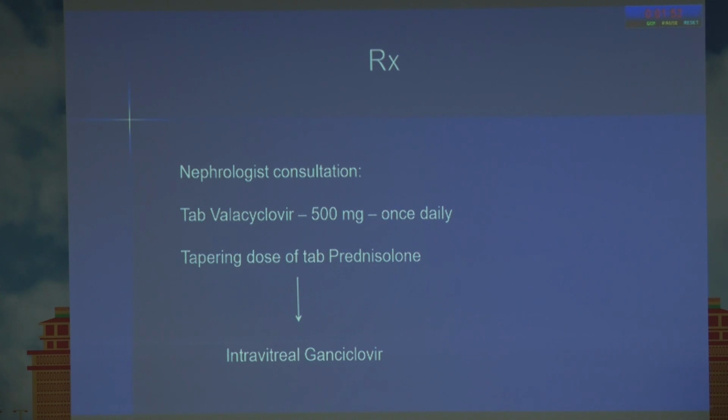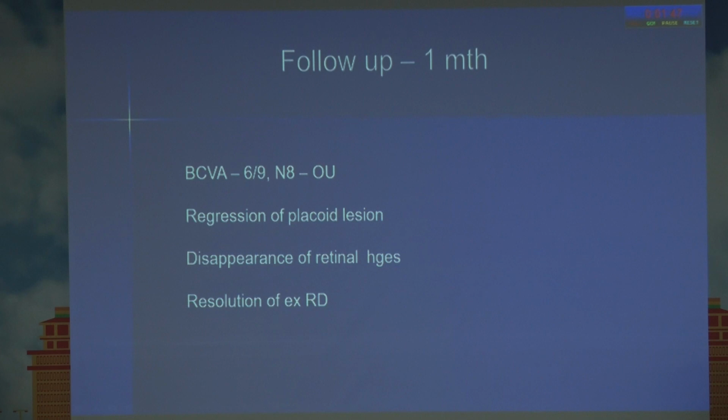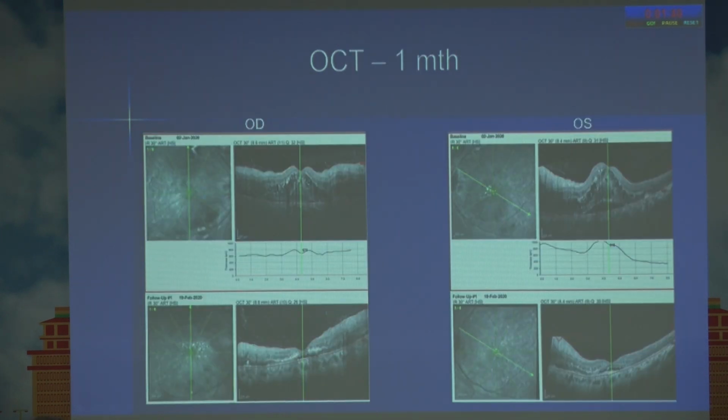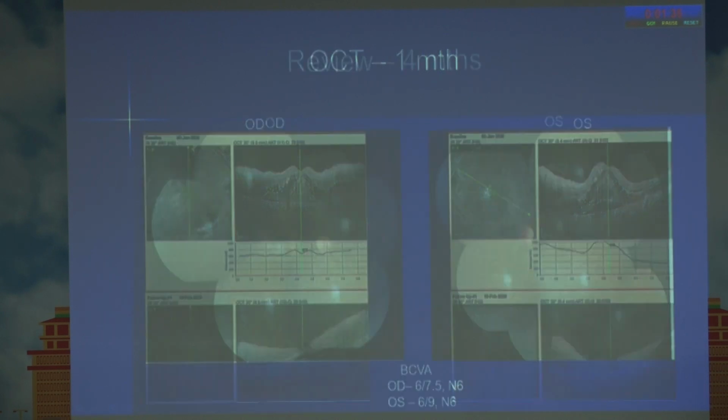We put him on a tapering dose of tablet prednisolone. Since he was on a suboptimal dose, we topped it up with intravitreal ganciclovir. And in a month's time, his vision improved to 6/9 N8 with regression of the placoid lesion, disappearance of retinal hemorrhages, and resolution of the exudative RD. And here you can see the OCT with just some minimal subretinal fluid at the fovea.